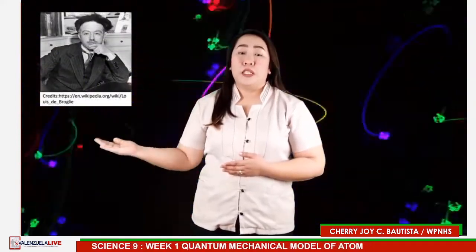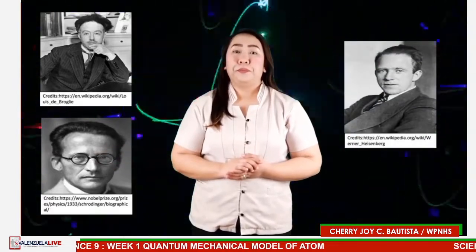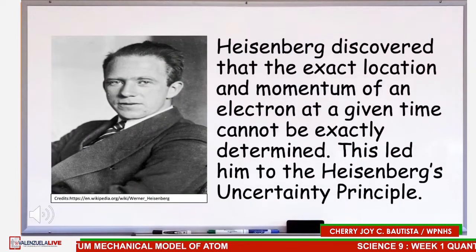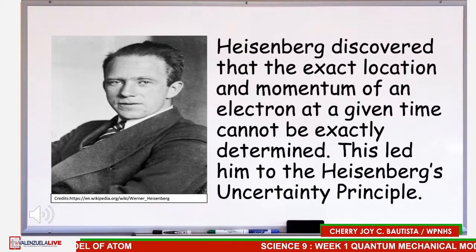Three physicists led to the development of a better model of an atom. These are Louis de Broglie, Erwin Schrödinger, and Werner Heisenberg. Louis de Broglie proposed that electrons behave as both wave and particle. Heisenberg discovered that the exact location and momentum of an electron at a given time cannot be exactly determined. This led him to the Heisenberg uncertainty principle.